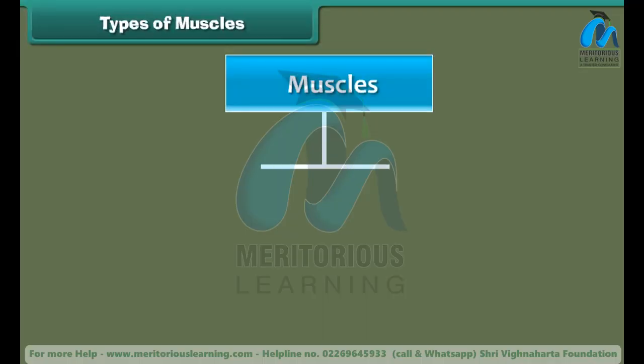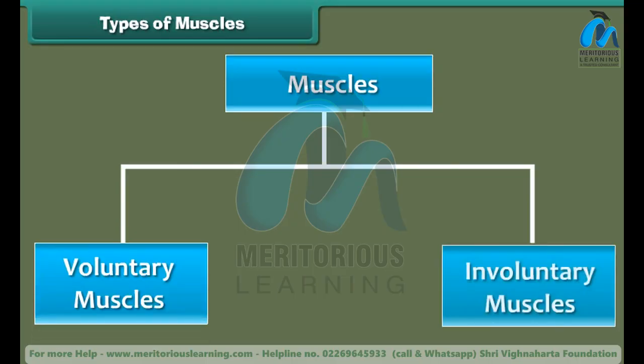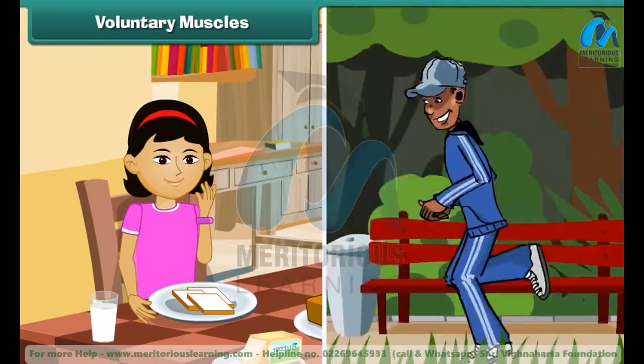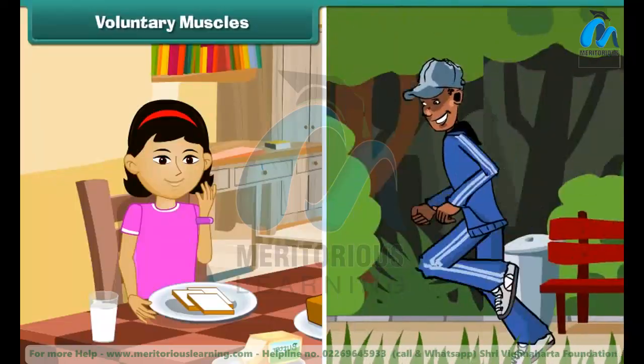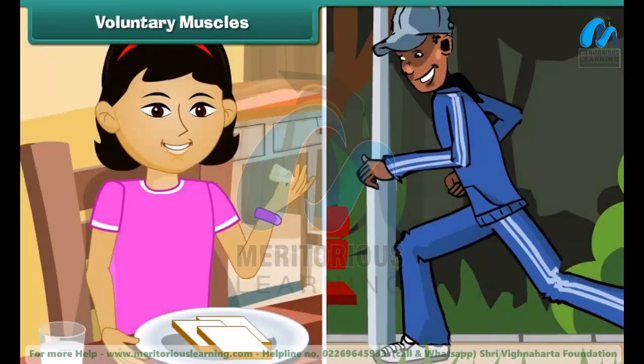According to the nature of their functions, muscles are of 2 types: voluntary muscles and involuntary muscles. Some actions are performed whenever we wish, like eating, walking, etc. We can start or stop these actions whenever we want. Muscles that carry out these actions according to our wishes or volition are called voluntary muscles. Movements brought about by voluntary muscles are called voluntary movements.